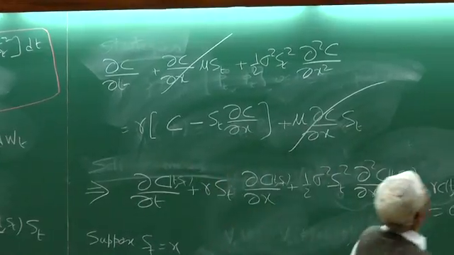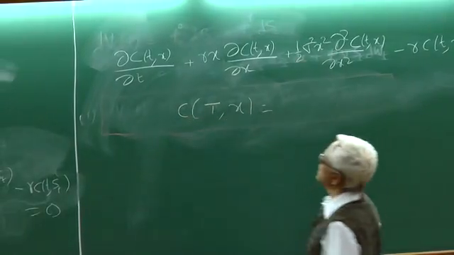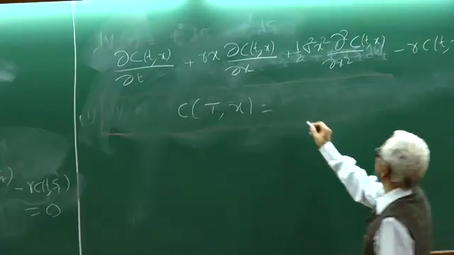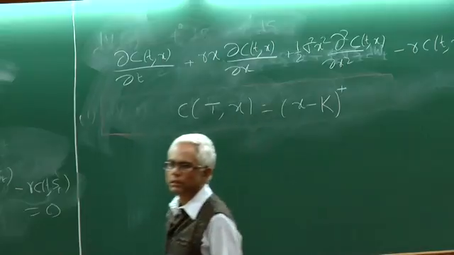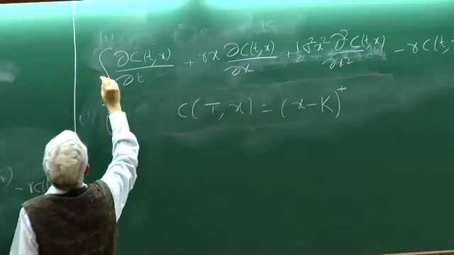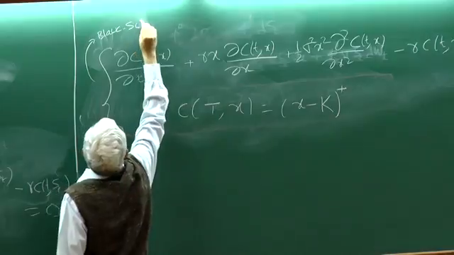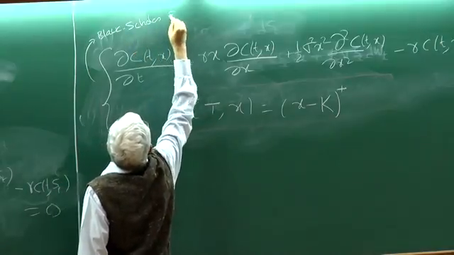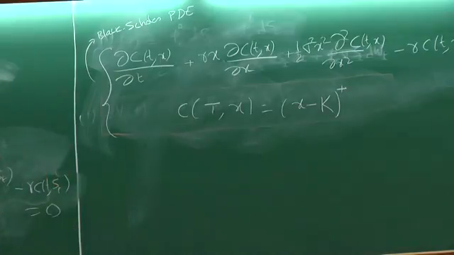And what is C of capital Tx? C of capital Tx is X minus K plus, right? So this is a PDE. This is called Black-Scholes PDE, very celebrated Black-Scholes PDE. So Black-Scholes not only derived this PDE, they solved it exactly.